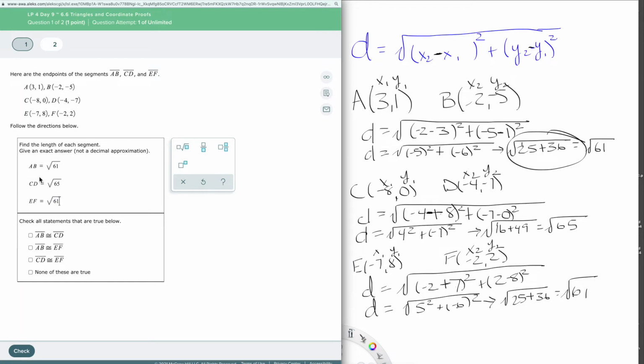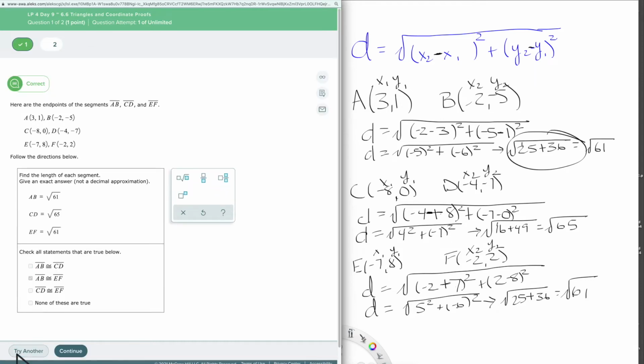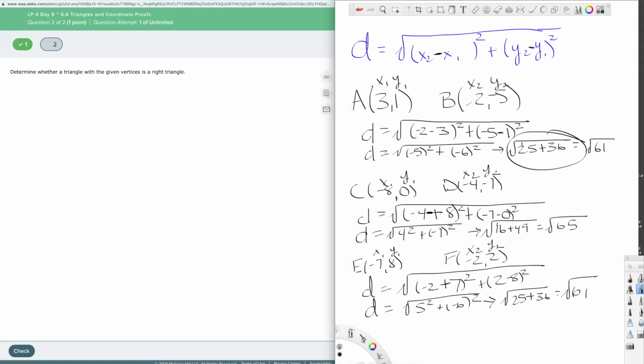So the only ones that are equal to each other are AB is equal to EF. So I see that in the middle there. It's the only box I can check. Nothing else is equal. So I'm just going to click check, and we are good to go. So we're checking to see what is congruent to each other. And part of the application has to do with this: you can check to see if triangles are isosceles or equilateral based on using this idea of literally calculating the distance on a coordinate grid. I'm going to go ahead and click new.